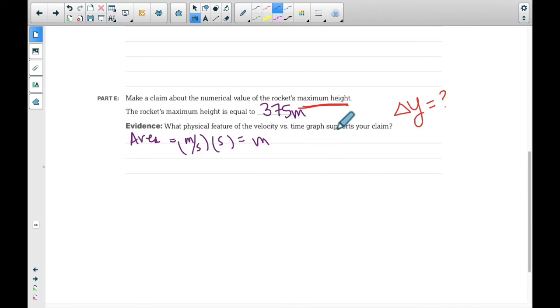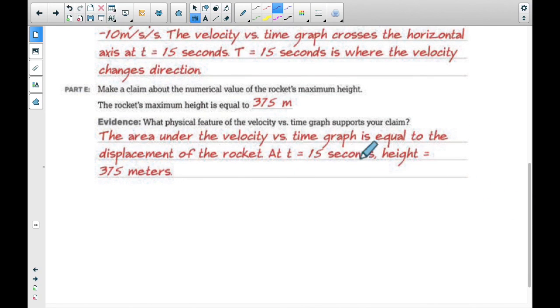Okay, how did we come up with that answer? Evidence. What physical feature of the velocity time graph supports your claim? So we looked at the area. Area is meters per second times second, so that's meters. So we found the area under the curve, and that gave us 375 meters. Once again, let's just look at what they said. They said 375 meters, just like we did. The area under the velocity time graph is equal to the displacement of the rocket. At 15 seconds, the height is 375 meters. They didn't write it out, but if you wanted to write in what we had for our equation, that would help your case. You don't have to, but that would help it.